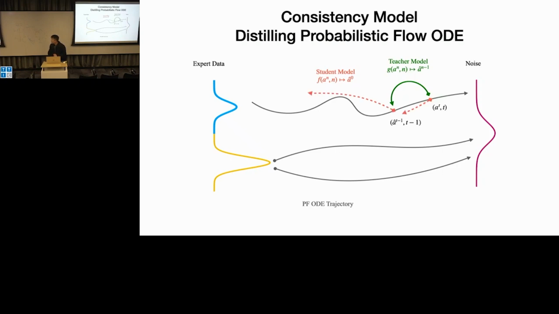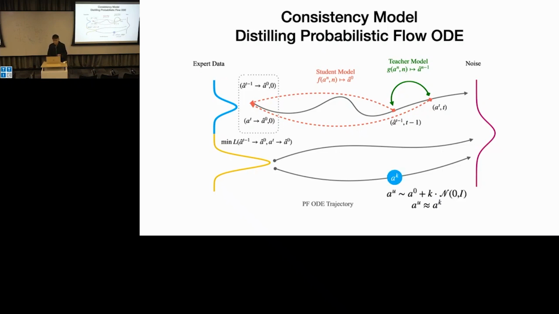How to distill? We start from different points on this path, and we do this one-step mapping to get the clean sample. And we minimize all the clean samples that the student model provided from different start points. Hence, we can distill the knowledge from the teacher model. This is a one-step jump.